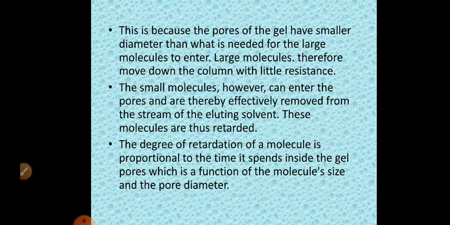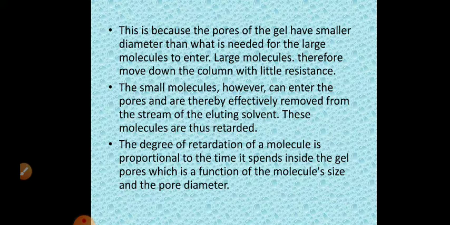This is because the pores of the gel have very small diameter and large molecules cannot enter inside the pores of the gel. That is why large molecules do not face any obstruction and therefore they move down the column with little resistance and they come out very fast. Whereas smaller molecules which have smaller diameter can enter inside the pores of the gels and hence are effectively removed from the stream of the eluting solvent.